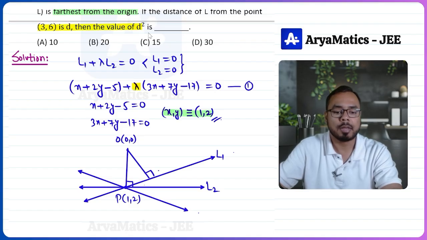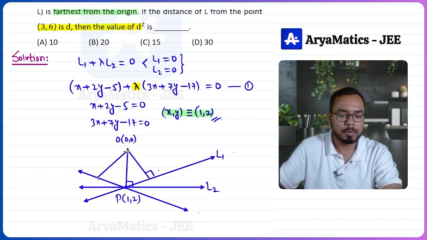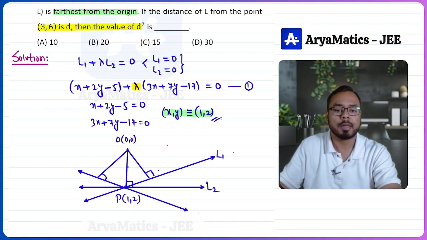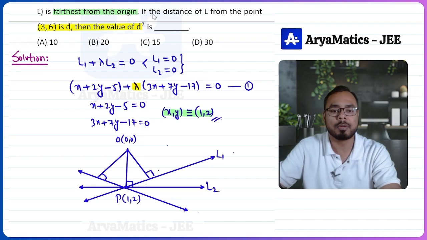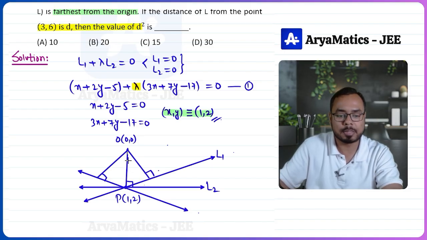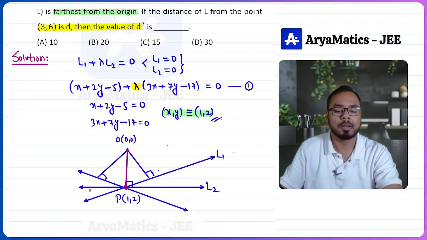You can see that as you change the line passing through point P, the perpendicular distance will also change, and the maximum value of that perpendicular distance will be nothing but the distance between point O and P. For any other line, the perpendicular distance will be less than OP, right?